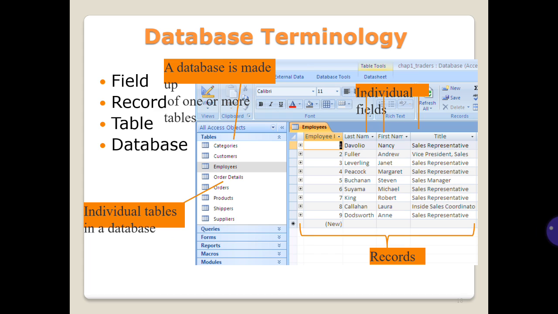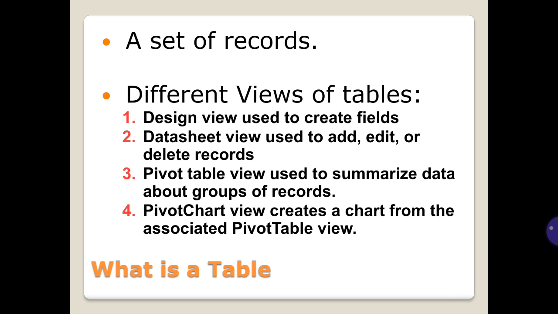Database terminology. Field, record, table, and database. You can see this in this picture. A database is made up of one or more tables, individual fields, records, and the individual tables in a database. A table is a set of records. Different views of tables: Number 1, design view used to create fields. Number 2, datasheet view used to add, edit or delete records. Number 3, pivot table view used to summarize data about groups of records. Pivot chart view creates a chart from the associated pivot table view.